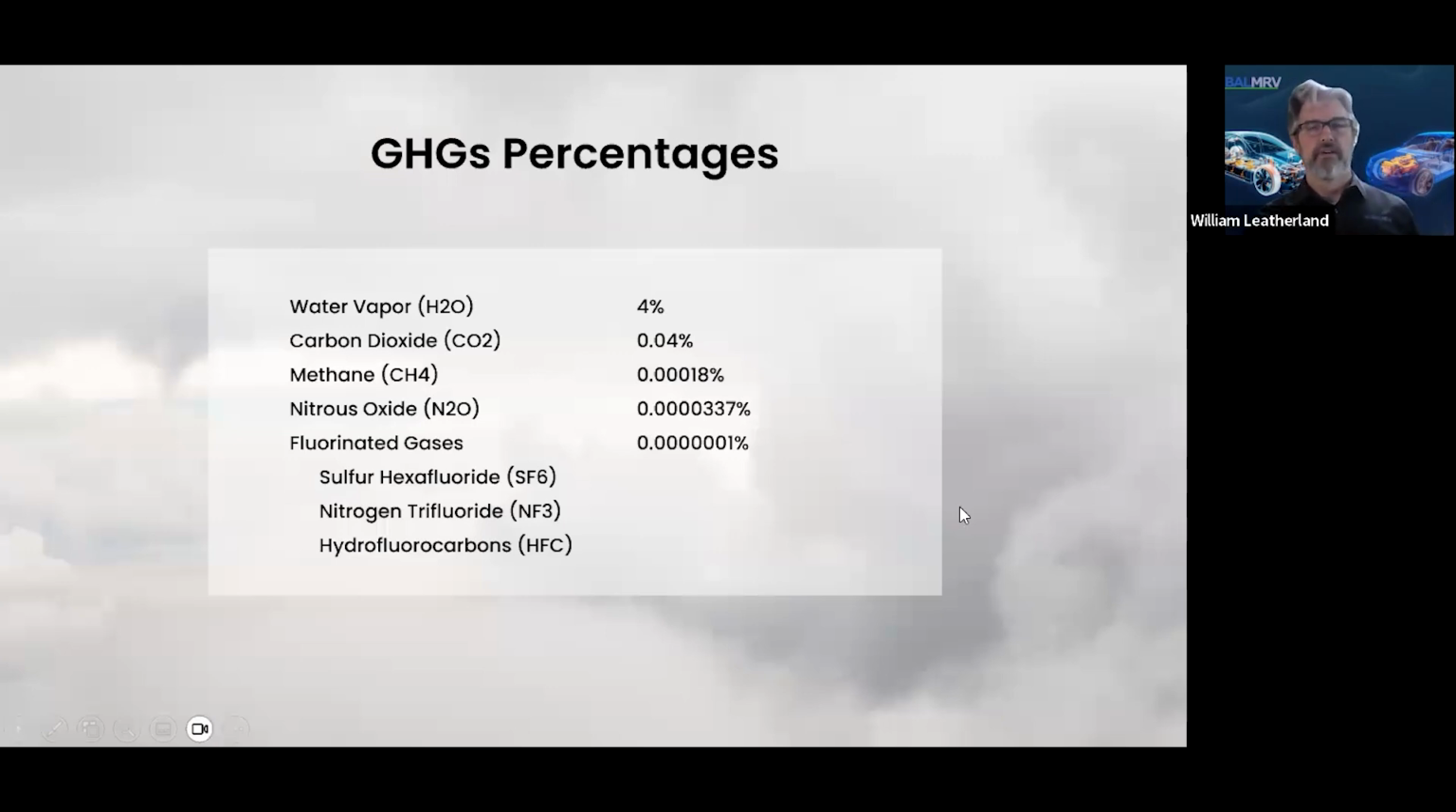Now, for actual percentages in the atmosphere, that's what we're going to look at here. Water vapor is anywhere from about 2 to 5% in the atmosphere at any time in any part of the world, and that changes very quickly.